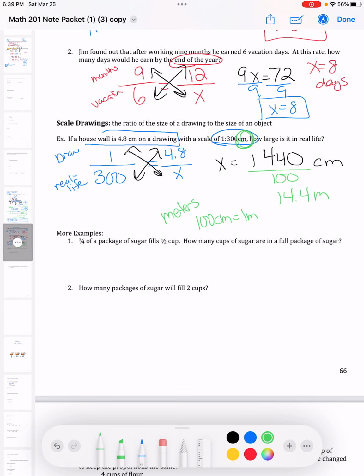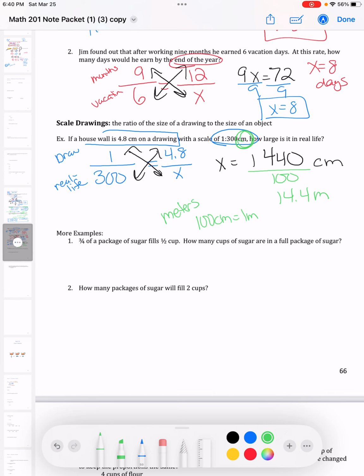Centimeters are pretty tiny, so just in case, if we would ask you for centimeters, you could just stop at the 1,440, but if it wanted for meters, which is the more common measurement in real life, then we would divide by 100. It's 100 every single time because there are 100 centimeters in a meter.